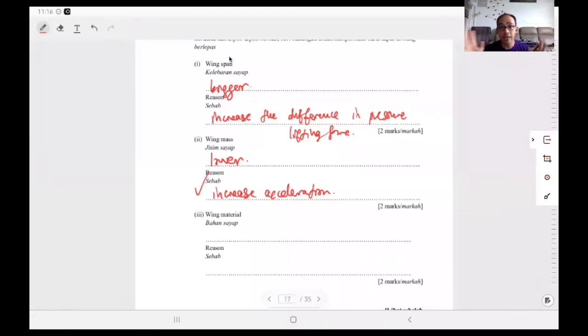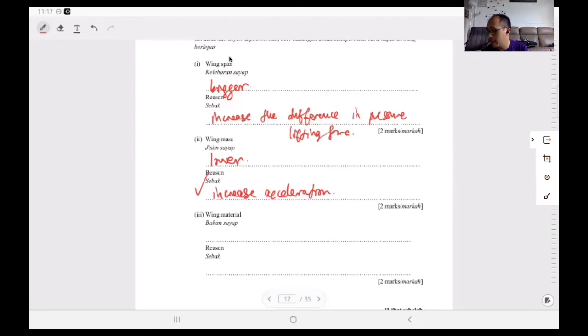I'm not saying that it's wrong. You can say that the plane will move faster. But when you put an answer like to increase acceleration, you create an impression in the examiner. The examiner reads your paper and thinks, oh, this guy is probably an A plus student. So just to up your game a little bit. I'm not saying that to make the plane move faster is wrong. I'm just saying that there is always a better answer, a more scientific answer.